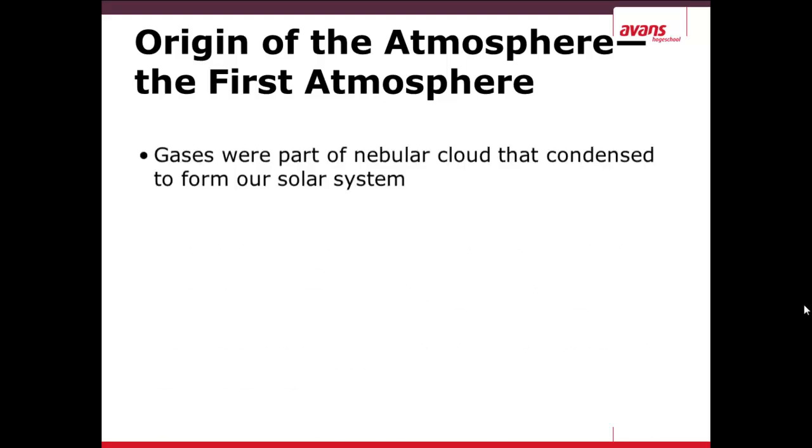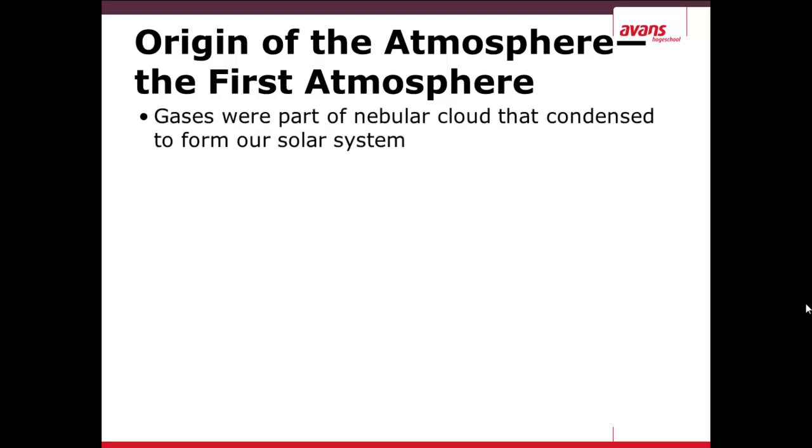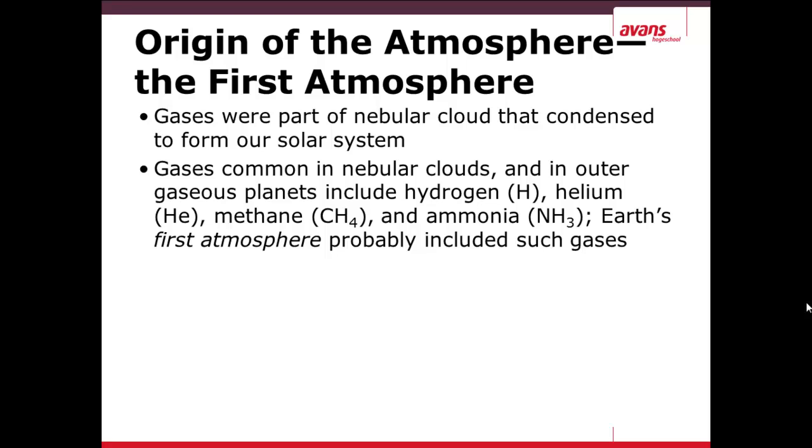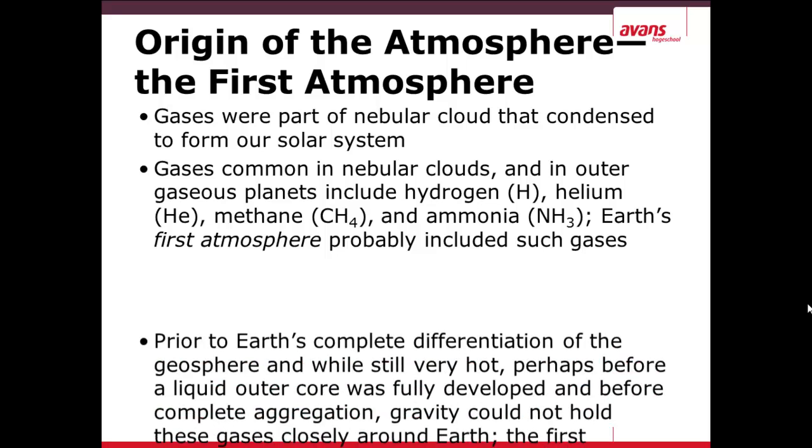The origins of the atmosphere. Part of the nebular cloud, which formed the geosphere, also had gases inside of it. Some of these gases we know were hydrogen, helium, methane, and ammonia. This we see as Earth's first atmosphere, and it almost certainly included these gases directly from the nebula.